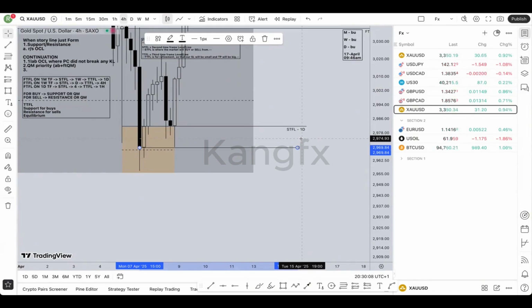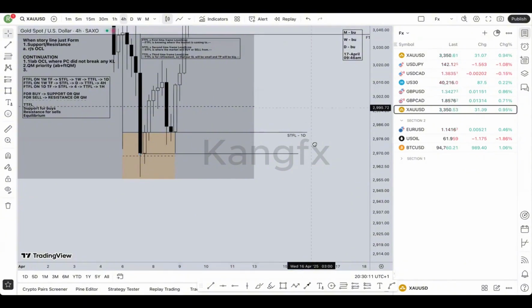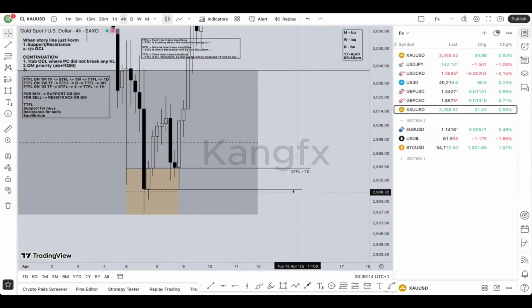But for now, we saw support here. We are going to mark the support. So if the market comes back down, this is where we'll enter the trade for buys. And we buy here immediately as the market starts leaving.